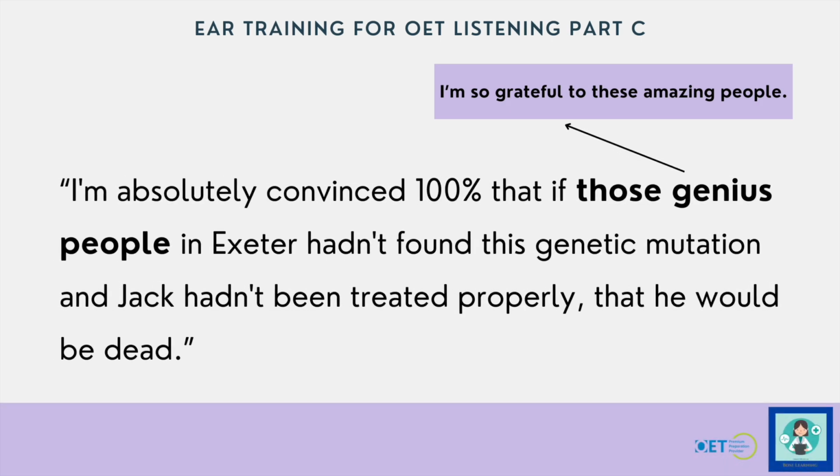And this woman who's talking about Jack, I don't know who Jack is, maybe her son, her brother, her husband, partner, father, or we can find out later in the programme. If those genius people in Exeter hadn't found this, you know, she's very grateful to these amazing people. They're geniuses in her eyes because they found out what was wrong due to this genetic mutation, and therefore they were able to treat Jack.